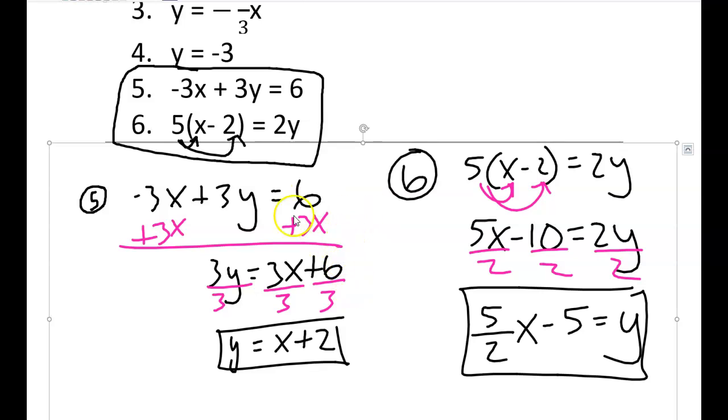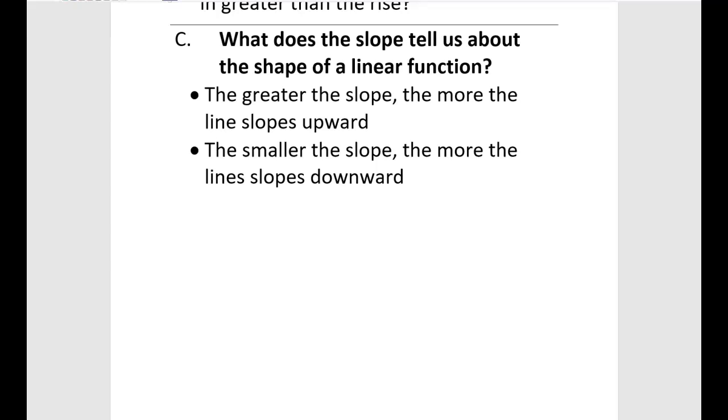All right, so here's the solutions. I'll let you guys study those a little bit. For number 6, just notice I distributed first, so I got 5x minus 10, and then I divided everything by 2 to get that y by itself. And it doesn't matter if the y equals is on the right side or the left side of the equation. So, that's that. All right, last topic for the day before we close out this lesson.